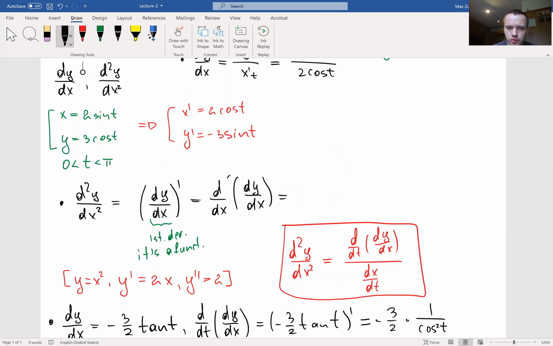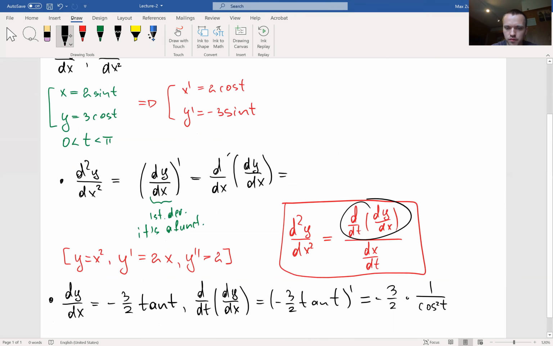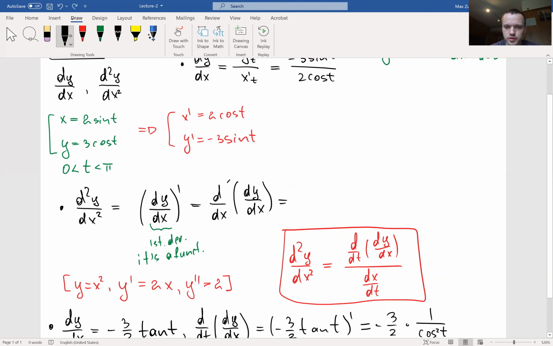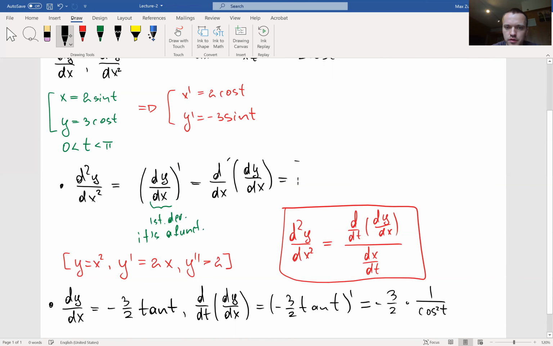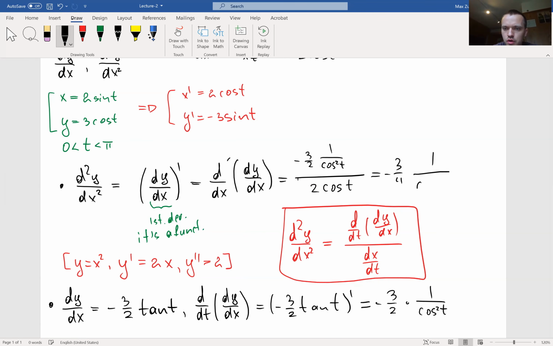Then what I'm going to have on the top is -3/2, 1 over cosine squared t, divided by dx, the x prime, which is going to be 2 cosine t. So that's going to be equal to -3/4, 1 over cosine cube t.